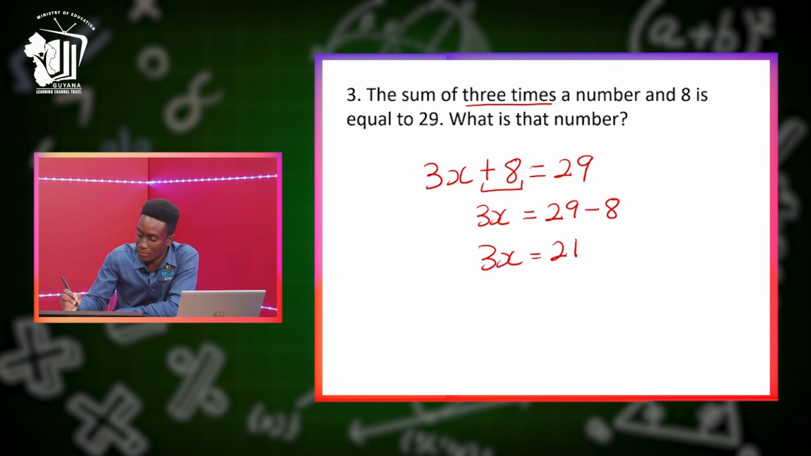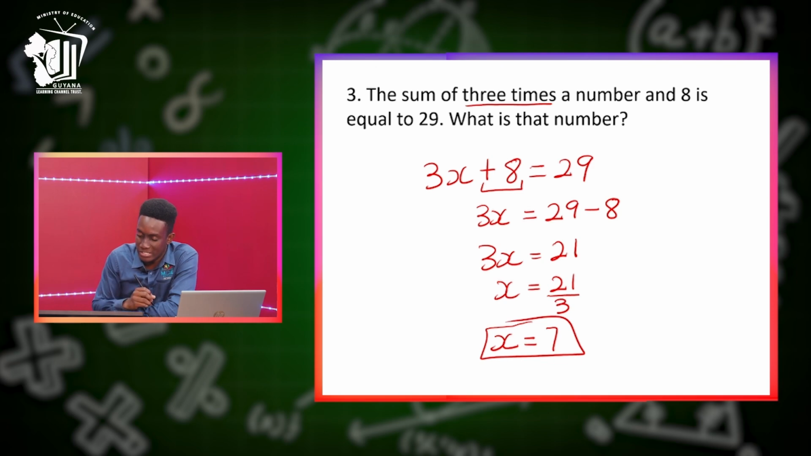That would give us 21. And with 3, the 3 is multiplying the x. So we take it over, it will divide. So we'll have x is equal to 21 divided by 3. Hence x is equal to 21 divided by 3, which is 7. So the number is 7. So let's see. The sum of 3 times a number, so 3 times 7, 7 threes is 21. So the sum of 21 and 8 is equal to 29. And that is true.